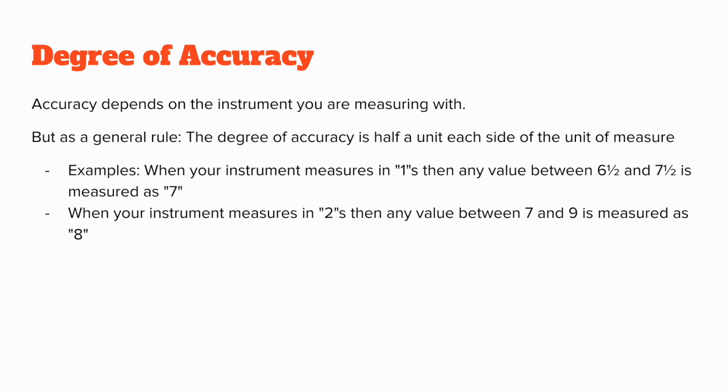Let's look at an example. When your instrument measures in ones, then any value between 6.5 and 7.5 is measured as 7. In another case, when your instrument measures in twos, then any value between 7 and 9 is measured as 8. Notice that the arrow points to the same spot, but the measured values are different.